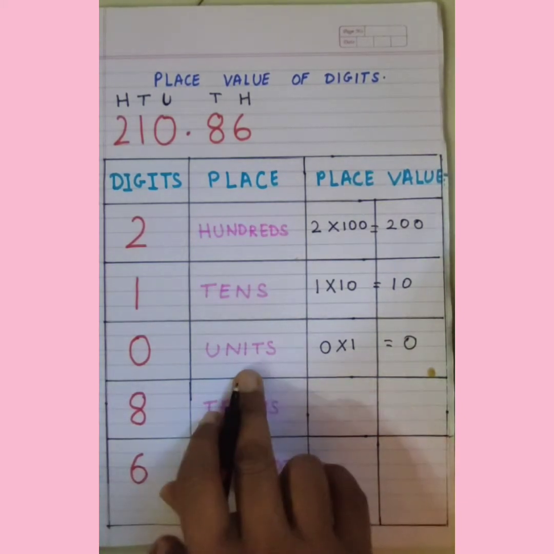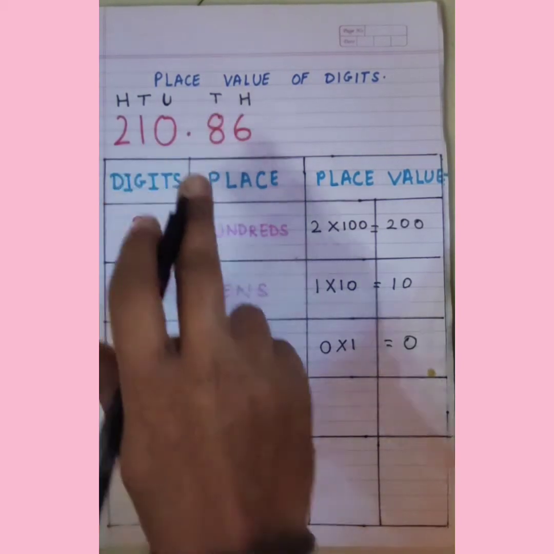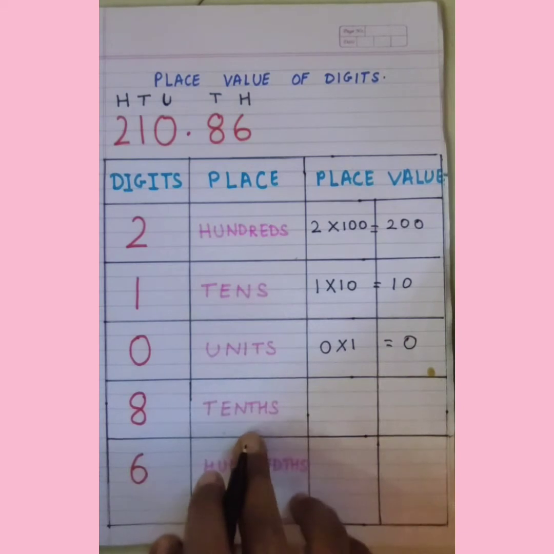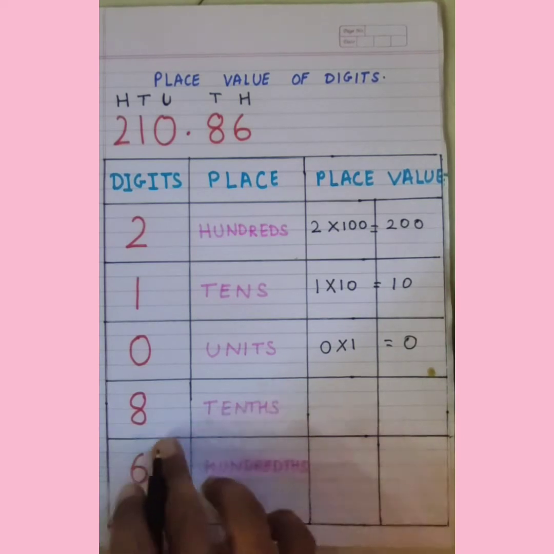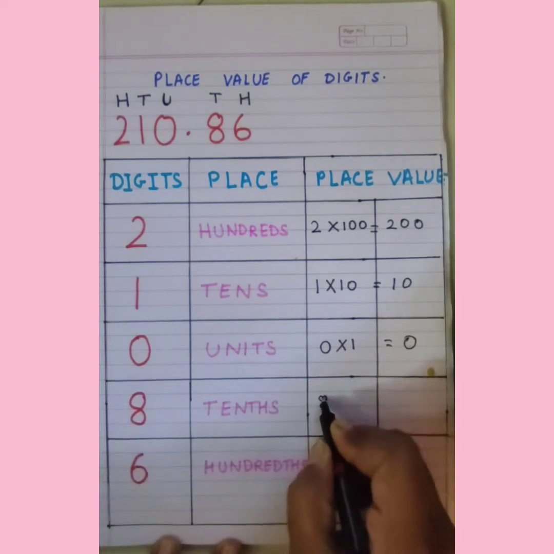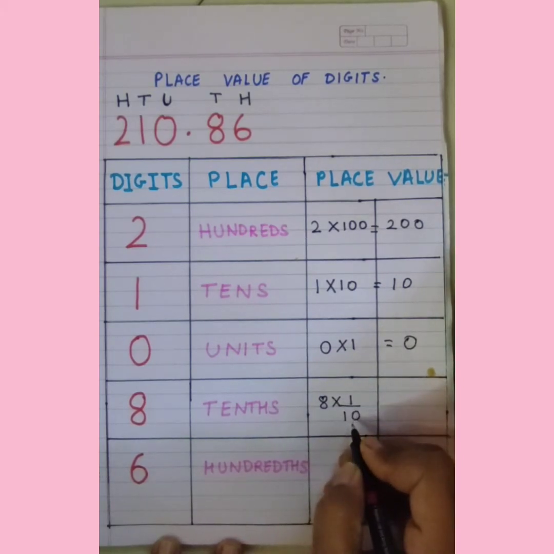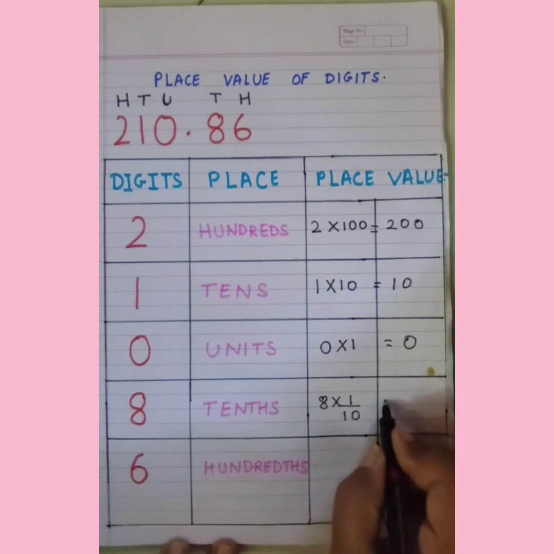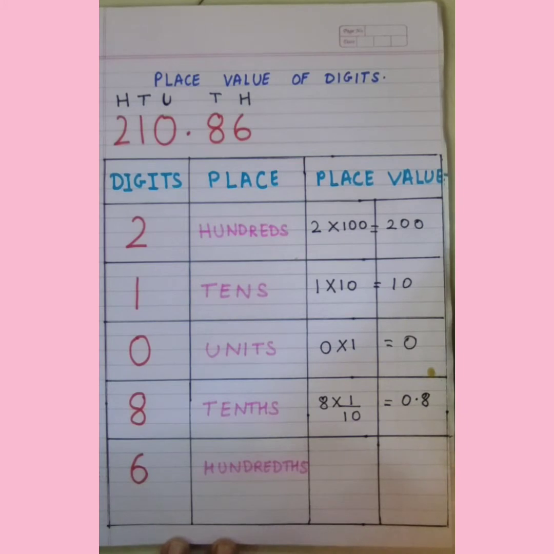That is units place. Now after the decimal point again we are writing tens, but this is not the same tens. Here we write tenths. Why do we write tenths? Because this 8 we are going to multiply by 1 upon 10. That means this is a fraction. Whenever we multiply we get the answer in decimal form. So here we will get the answer as 0.8.